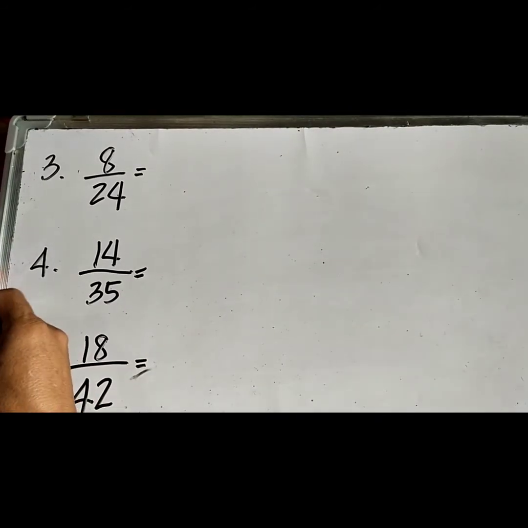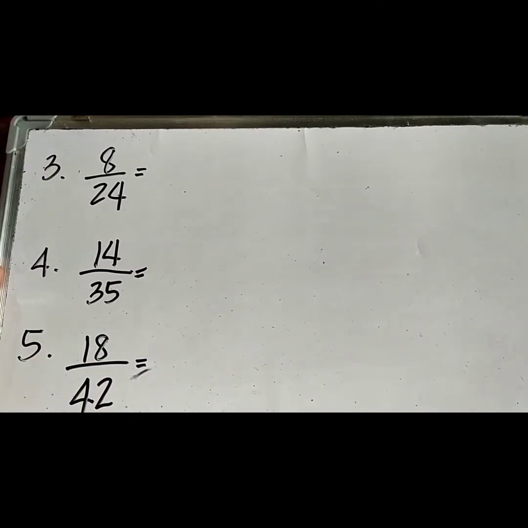Okay, we will have another set of fractions to be reduced into its lowest term, but I will introduce to you another way of reducing the following fractions. Okay, here is another way of reducing the following fraction. So we have 8 over 24.